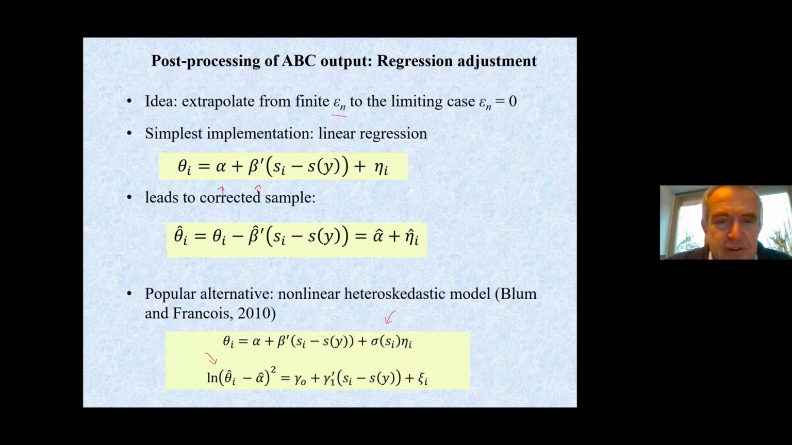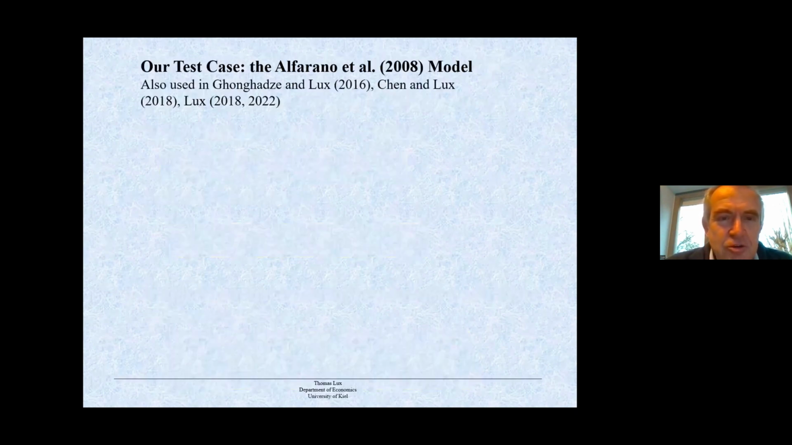And what I'm going to present to you shortly in the rest of the talk is an application to a model that I have been using often as a test case. So I know how other estimators behave for this model. It's the model of Alfarano et al. Alfarano, myself, and Friedrich Wagner, a former colleague of mine here at Kiel, that has also been used by others.